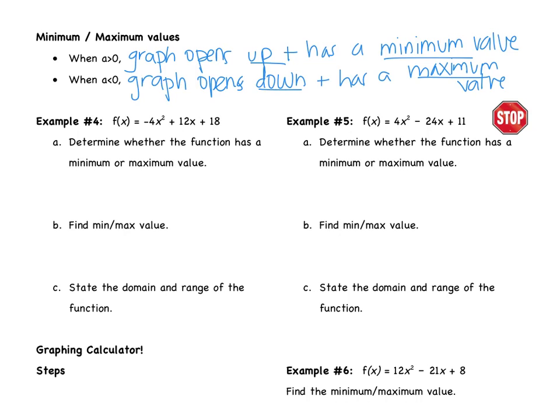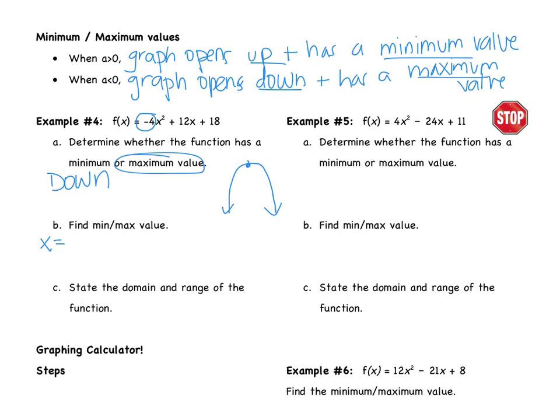So looking at example number 4, we have negative 4x squared plus 12x plus 18. In this case, negative 4 means I'm opening down. If I'm opening down, my parabola is going to be something like this, so I'm going to have a maximum value. That minimum or that maximum value happens at the vertex, so you're going to have to find the vertex.